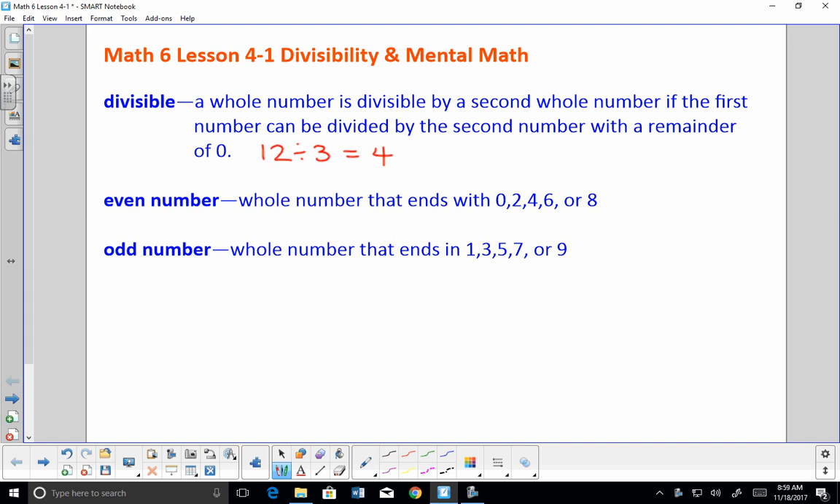Even number, which is a whole number that ends in 0, 2, 4, 6, or 8. An odd number is a whole number that ends in 1, 3, 5, 7, or 9. If your number ends in an even digit, your number will be even. If your number ends with an odd digit, then your number will be odd.